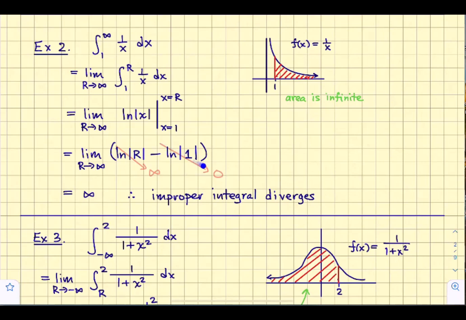Recall that the natural log of 1 is 0. The natural log function as r goes to infinity, the ln of r goes to infinity, so this term goes to infinity. So that says that this limit goes to infinity, and here we say that the improper integral diverges because this was not a finite number. Geometrically, this says if we were to graph the function 1 over x and to consider the area under the curve from 1 on to infinity, that this region would have an infinite amount of area because the improper integral diverged.